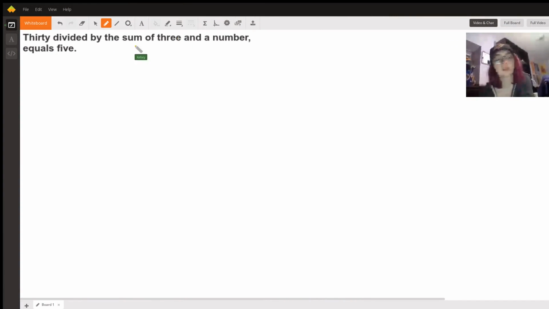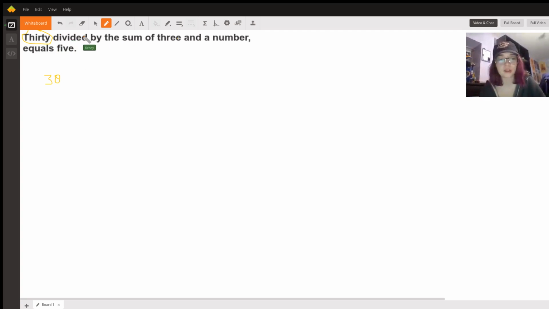Our goal here is to be able to relate the words in this sentence to a mathematical equation. So we want to go through each word individually and figure out what that translates to in terms of math. The first word here is 30. That one's pretty easy. First thing that we're going to write down is 30.